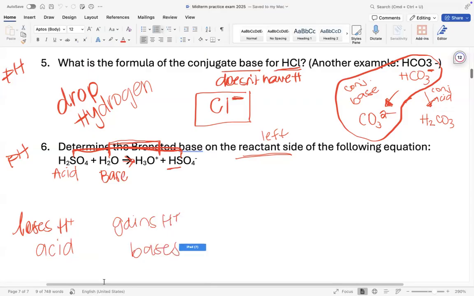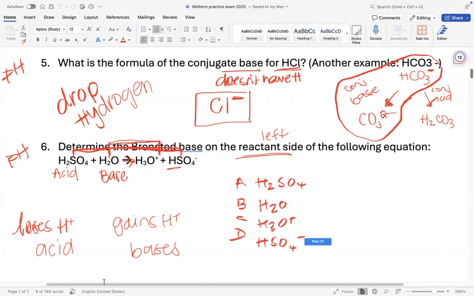All right. So this would be an A, B, C, D question for you. And so if it said H2SO4, H2O, H3O plus, HSO4 minus, you're looking for the base on the reactant side. So you can automatically rule out these two things because they're on the product side. And we just determined that the water is the base, H2O.